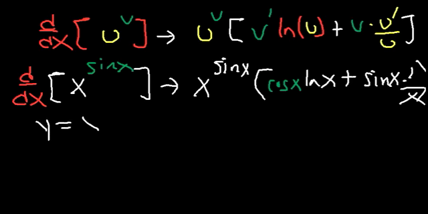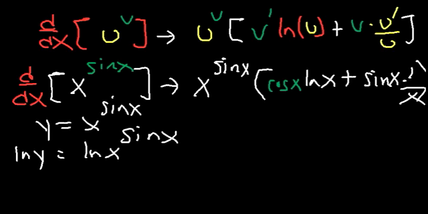So we're going to set y equal to x sine x. Then we're going to take the natural log of both sides. So ln y is equal to ln x sine x. And then we're going to move the sine to the front. So we have ln y is equal to sine x ln x. And now differentiate both sides with respect to x.